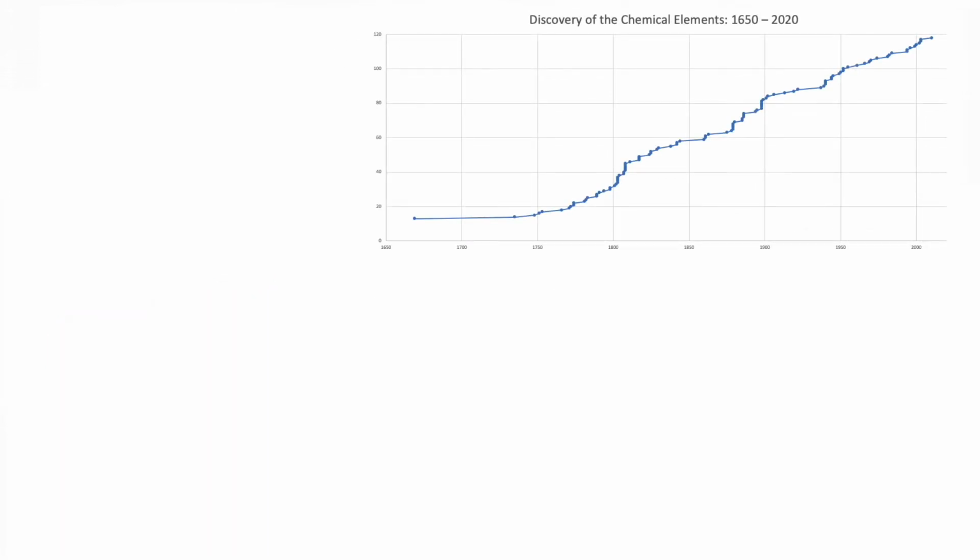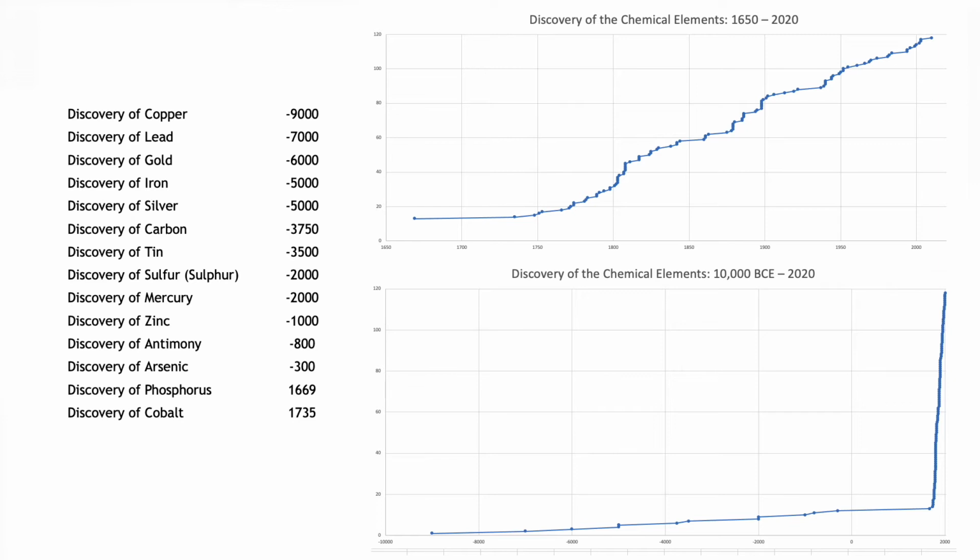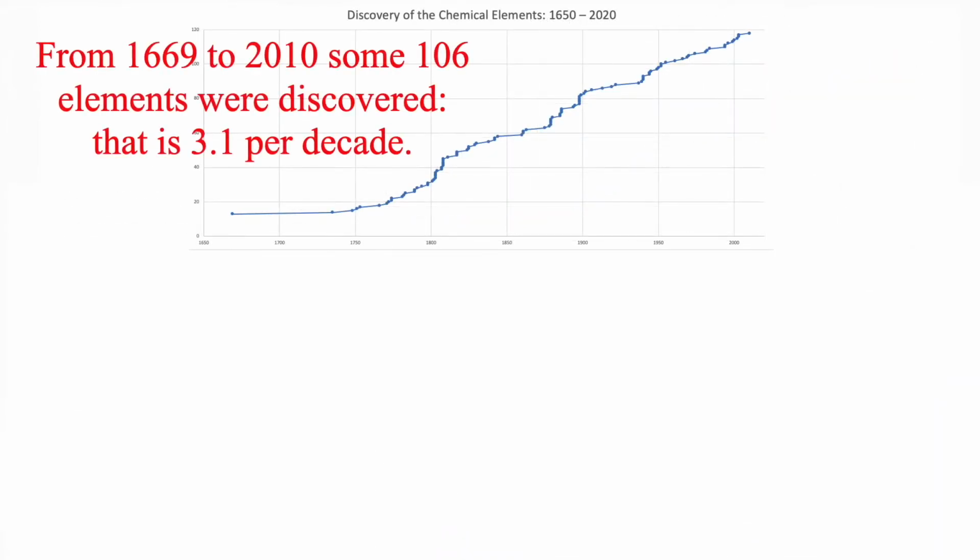Indeed, let's have a look at element discovery 1650 to 2020. Quite a number of elements were known before this, and we often say these elements were known to the ancients: copper, lead, gold, iron, silver, carbon, tin, etc. So if we plot this data, we can see that the elements were very slowly discovered until there was a sudden rush of discovery. From 1669 to 2010, 106 elements were discovered. That is 3.1 per decade.